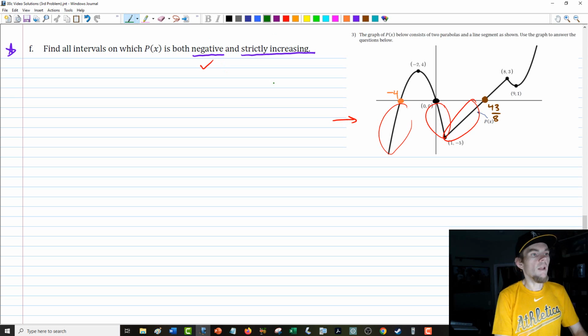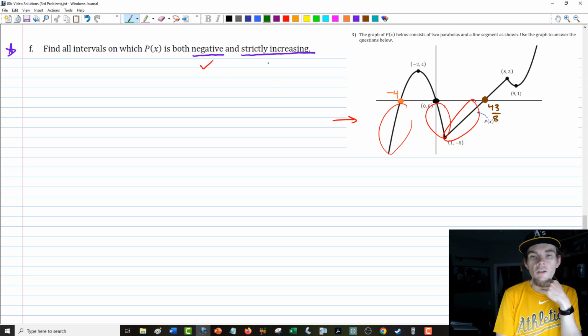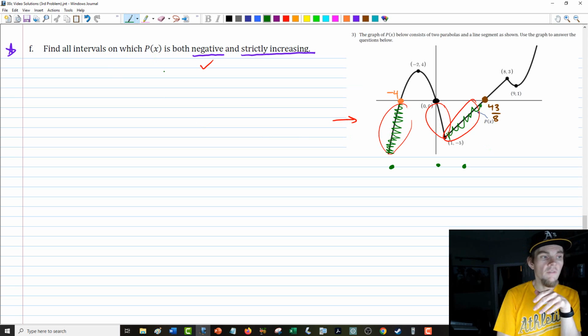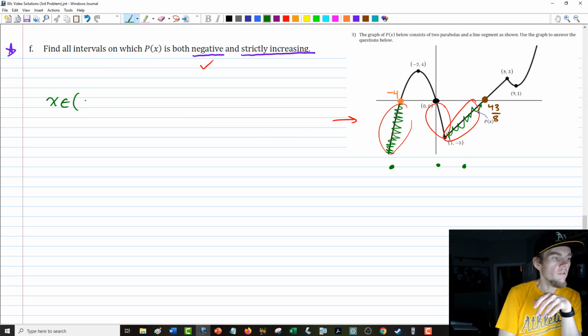The next thing we want to hit is where the graph is strictly increasing. So out of these 3 different candidates, which one is moving in the upward direction? For which one do you start low and end high? And the answer would be, you definitely do right here, and you definitely do right there. And given that, we have 2 separate intervals where this graph, p of x, is negative and increasing, strictly increasing. Those will be the values of x between negative infinity and negative 4.